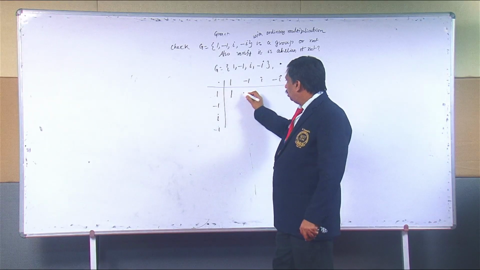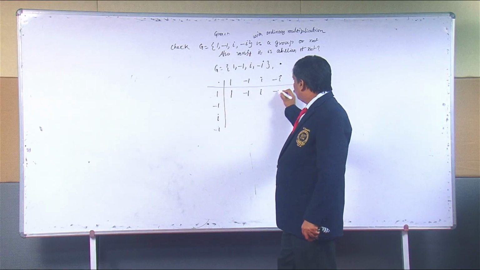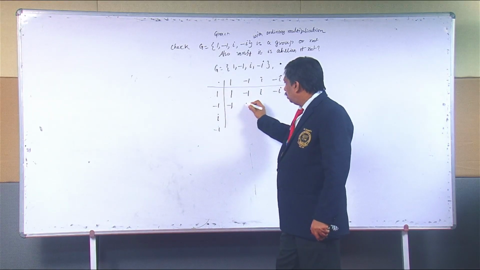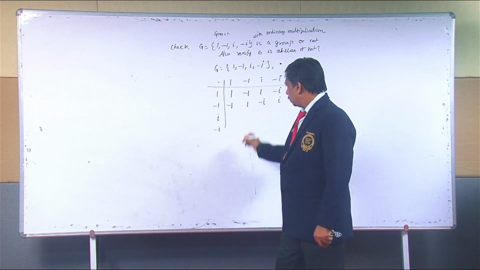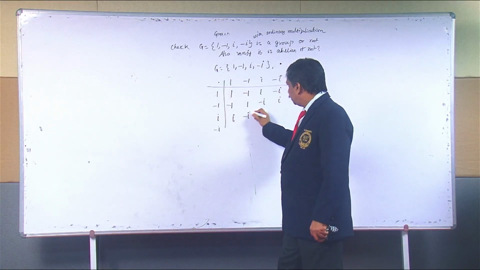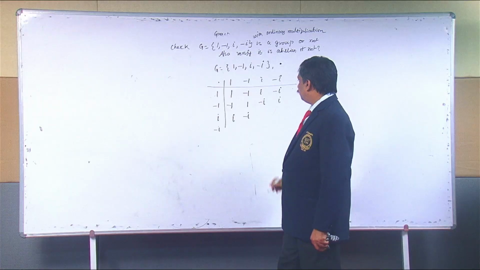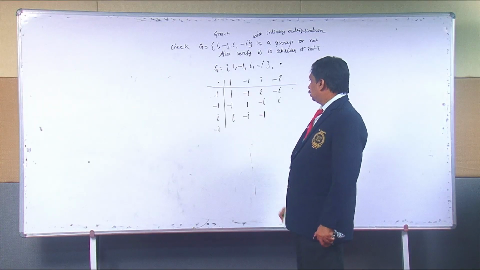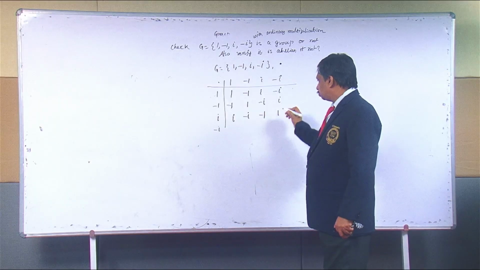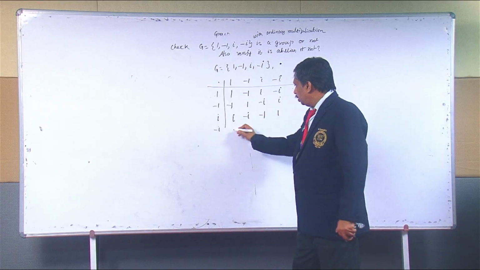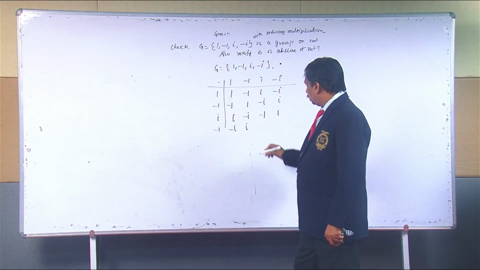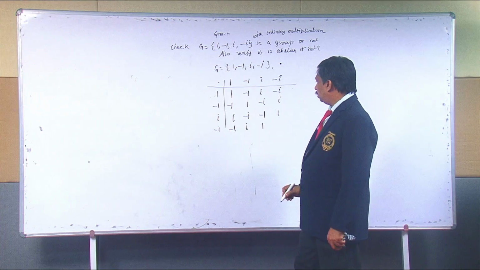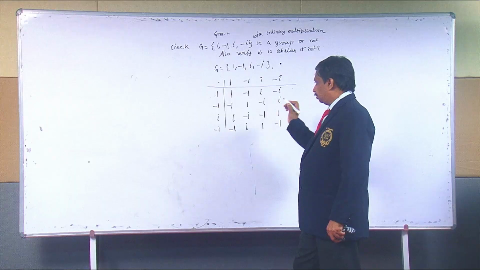So 1 into 1 is 1, 1 into minus 1 is minus 1, 1 into i is i, 1 into minus i is minus i, minus 1, plus 1, minus i, plus i. Minus i times minus i is i squared. What is i squared value? It is minus 1, we know that. So the value is minus 1. Next one, minus i times i is minus i squared, the value becomes 1. Here the value is minus 1.